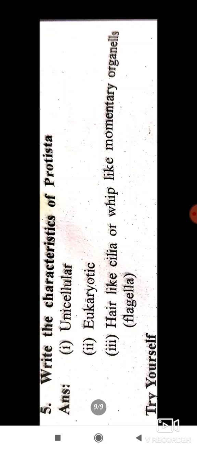So write the characteristics of the Monera. Do not have a defined nucleus or organelles. Multicellular body. Have a cell wall. And nutrition by autotrophic. So write the characteristics of the Protista. Unicellular, eukaryotic, hair-like cilia or whip-like locomotory organelles called flagella. Okay, thank you.